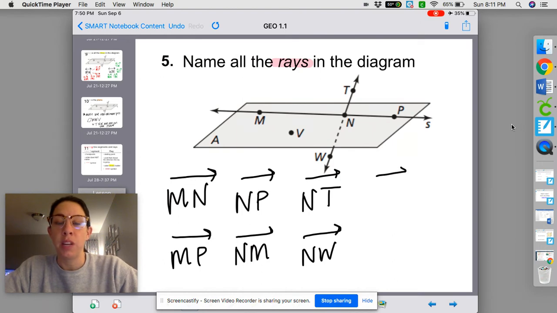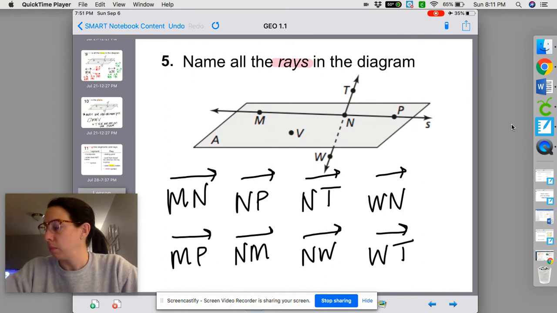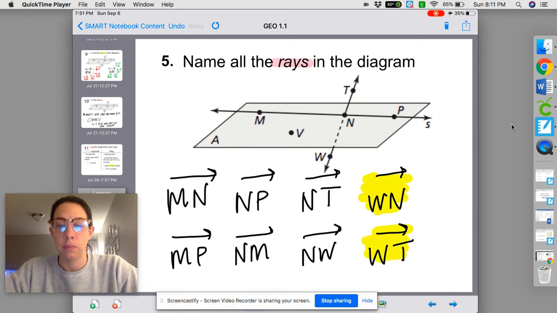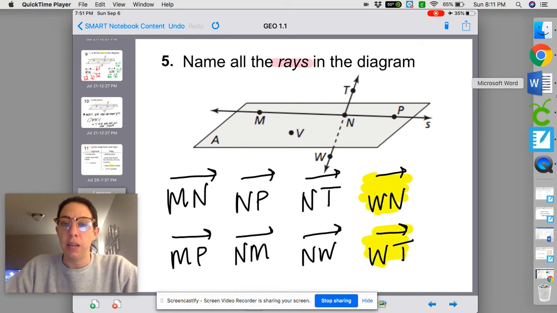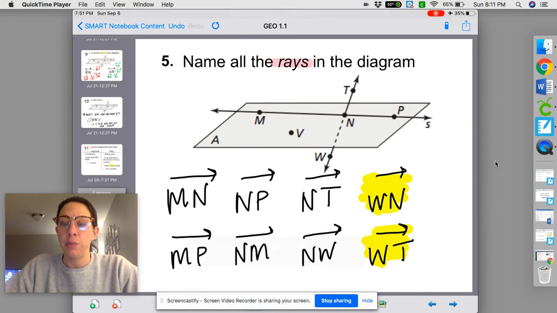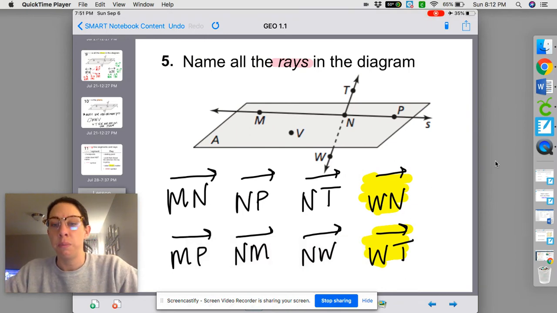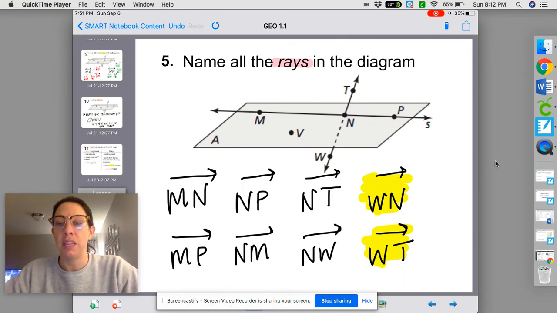There's probably more that I missed just because all you need is an endpoint and then the direction you're headed in. And again, like I pointed out earlier, these two rays right here, WN and ray WT, are another pair of the rays that are actually the same ray because they have that same endpoint and extend infinitely in that same direction.